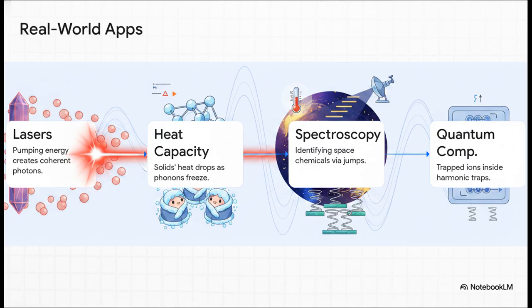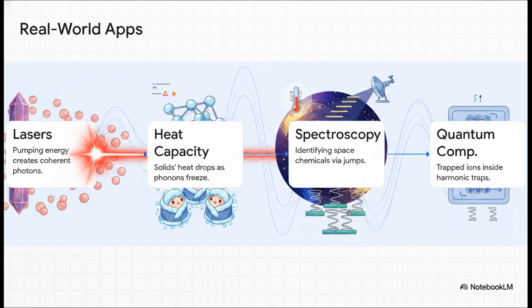By pumping energy in, we create many photons with the exact same energy, which gives us a powerful, coherent laser beam. Number 2, heat capacity. Heavyweights like Einstein and Debye use this exact model to explain how solids store heat. They proved that as temperatures drop, those quantized phonon vibrations freeze out level by level, perfectly explaining why the heat capacity of solids drops.